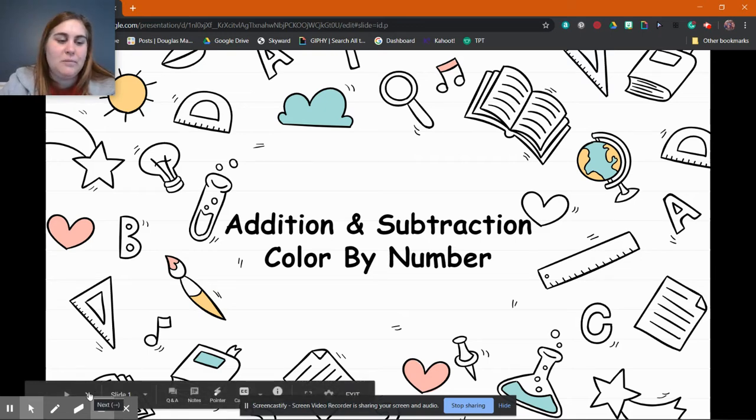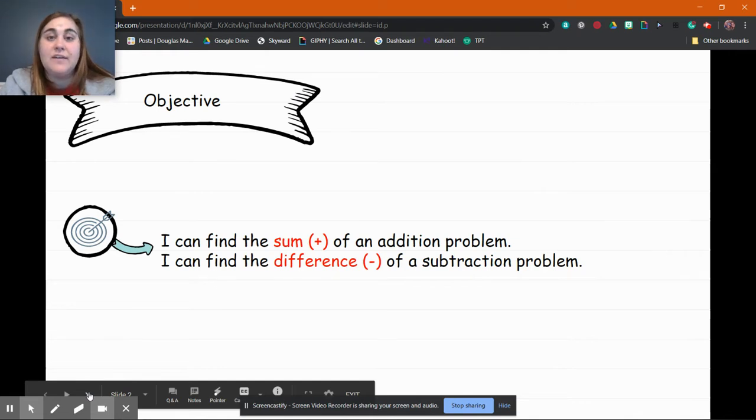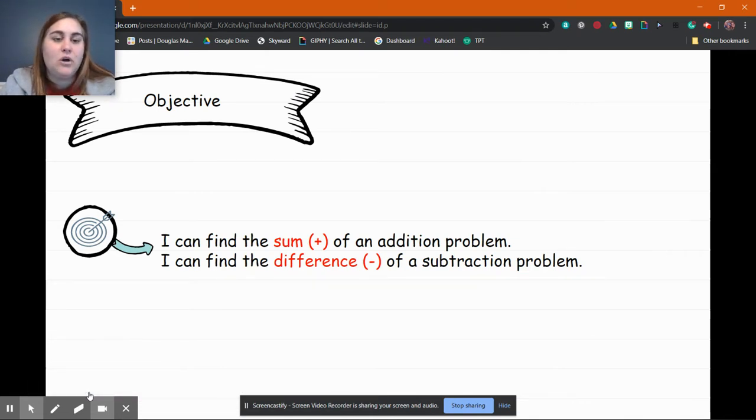You have a worksheet in your packet that we will look at in just a second that will go along with today's lesson. So our goals for today say I can find the sum of an addition problem, and I can find the difference of a subtraction problem. And sum and difference, remember, are just fancy words for the total or what you would get at the end. So if you're adding 2 plus 2 and 4 is what you get, 4 is the sum. So sum and difference are just fancy words for the answers to your math problems.